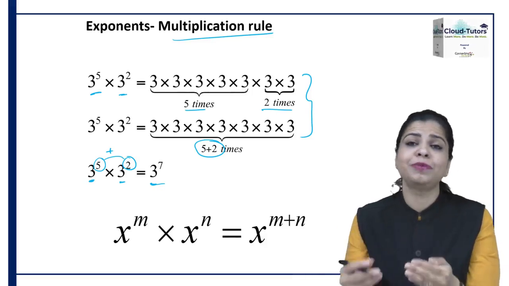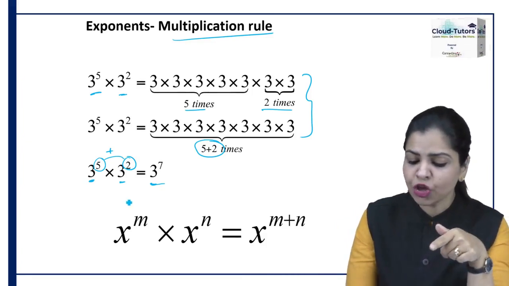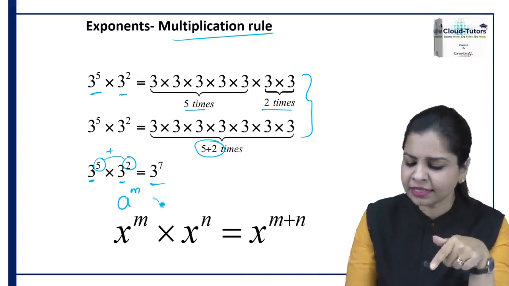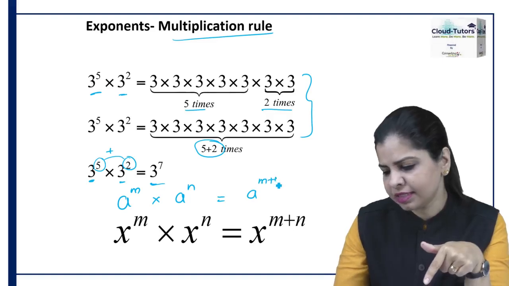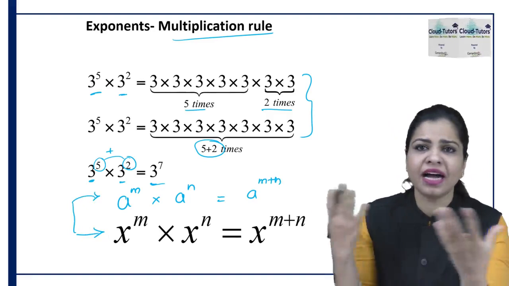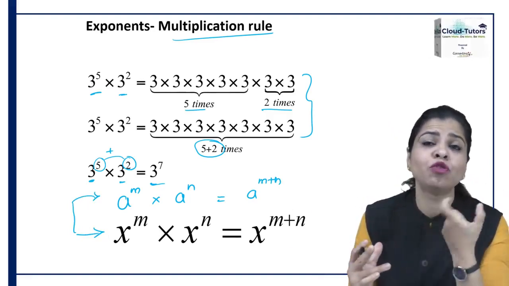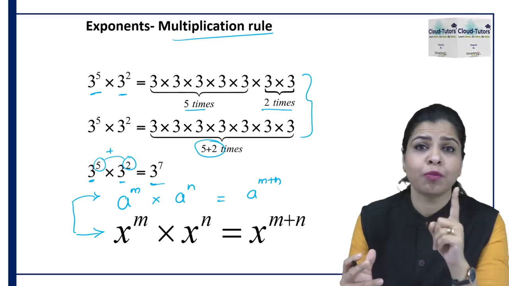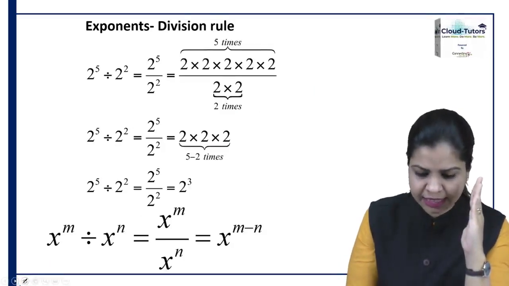So this brings me to the first law of exponents, the multiplication rule. You are free to write this in this form or the way it is written here. Both are one and the same. What is important here is that the bases have to be the same. That is most important. So this is your first rule. Let's see the next rule.